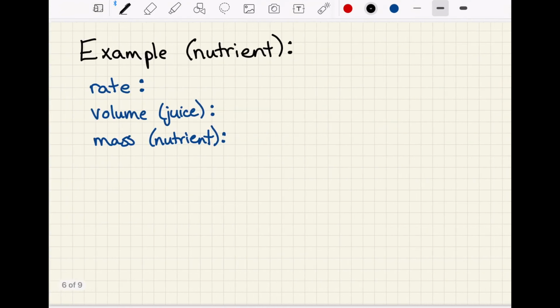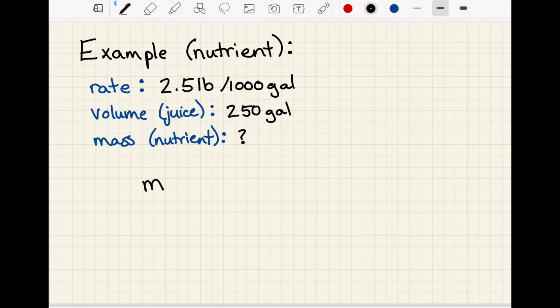Okay, so next let's jump into yeast nutrient. Very, very similar calculation. We're just going to change the rate up. So typically the yeast nutrients that we use, at least here at the Institute, the typical rate of inoculation for those is 2.5 pounds per 1,000 gallons. Check the package of the product you're using to get that number. And so again, we're going to assume that we've got a volume of juice of 250 gallons and our mass of nutrient, we don't know. We're going to set this up in exactly the same way.